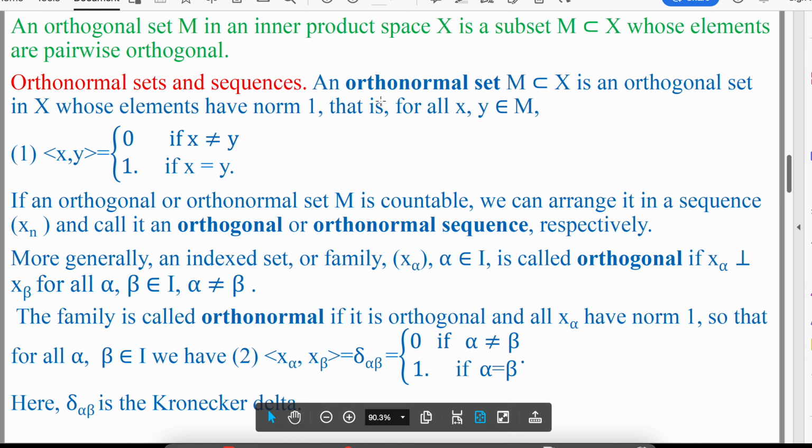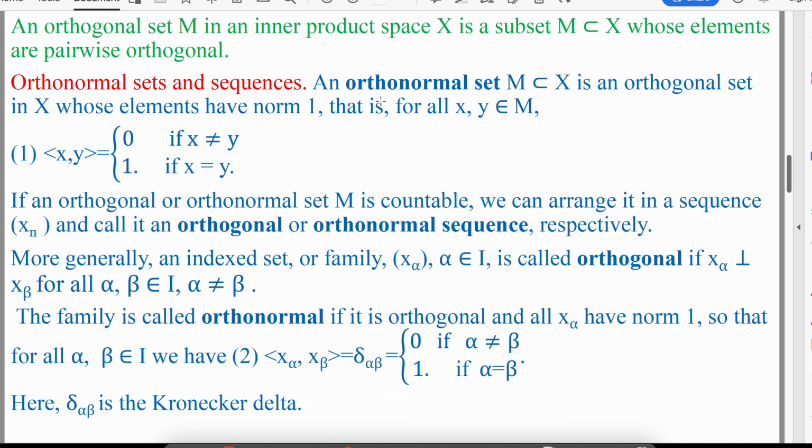An orthogonal set M in an inner product space X is a subset of X whose elements are pairwise orthogonal. Now orthonormal sets. An orthonormal set M, which is a subset of X, is an orthogonal set whose elements have norm 1. That is, for all x, y belonging to M, inner product of x with y is equal to 0 if x is not equal to y and 1 if x equal to y, because its elements have norm 1.